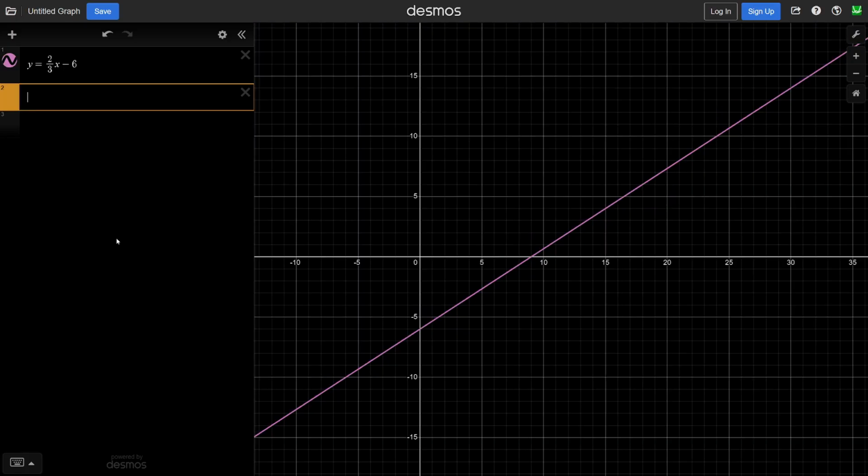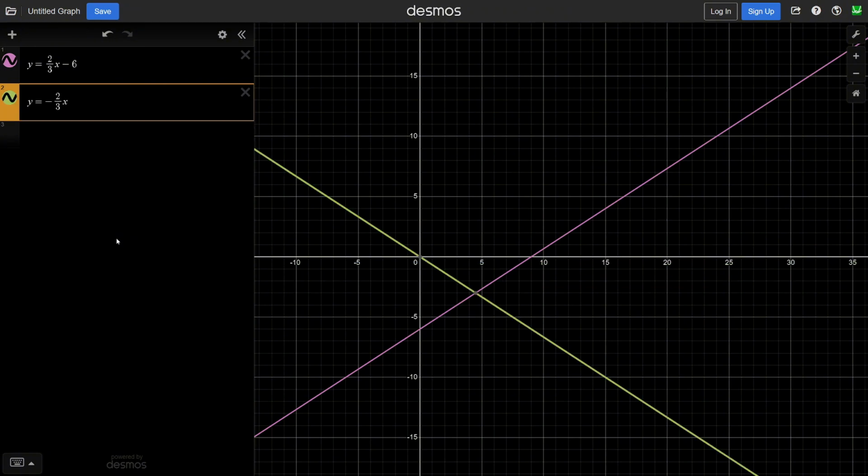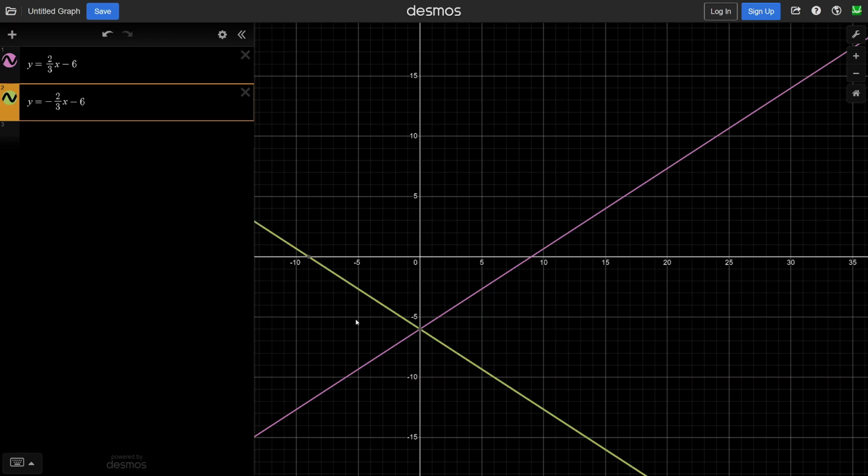And for the sake of learning, I'm going to show you that if you were to have another equation that's perpendicular to this, the slope would be the negative reciprocal. So y is equal to negative 2 over 3 x, and then some y-intercept. We'll just say minus 6 as well. And we see that we have two perpendicular lines with a 90-degree angle in between them.